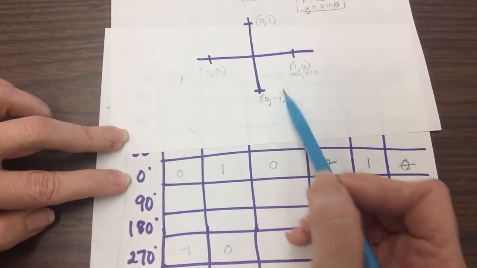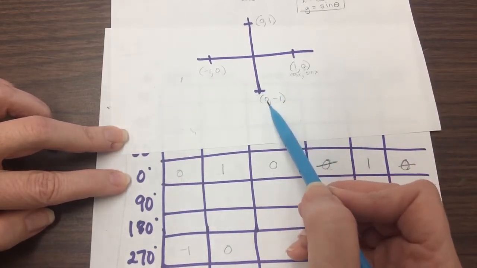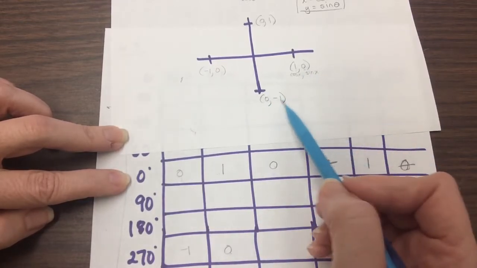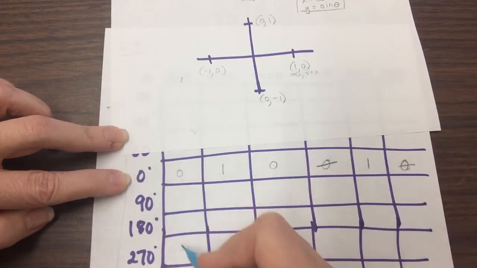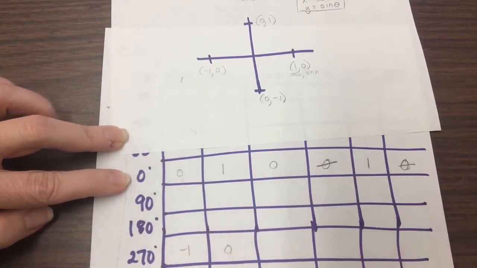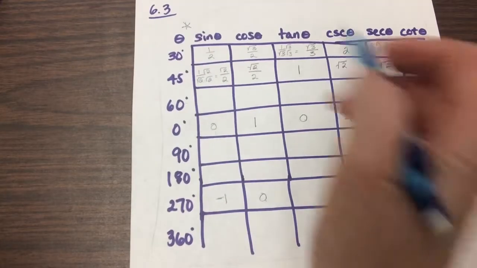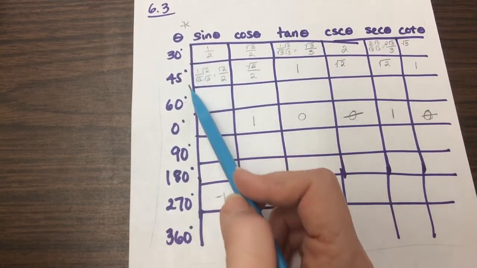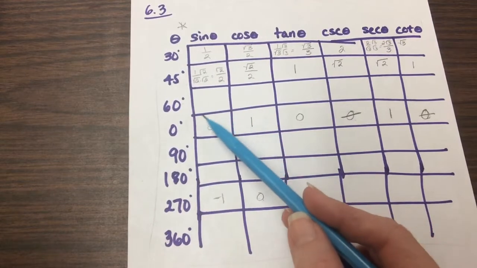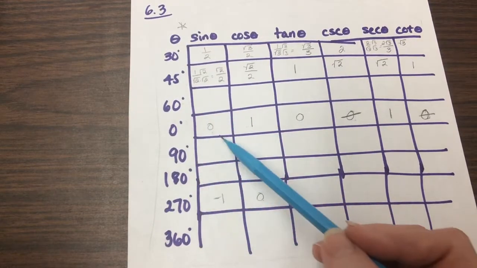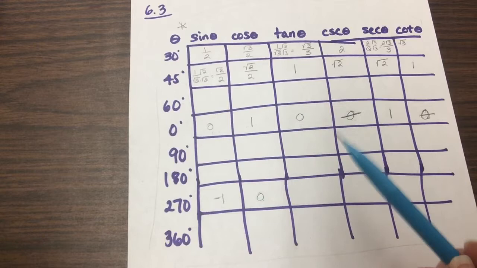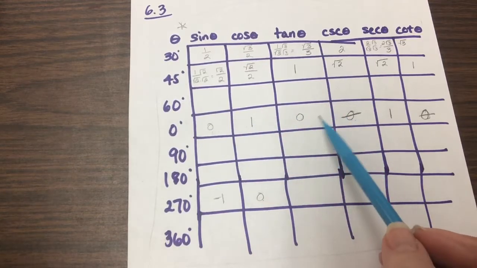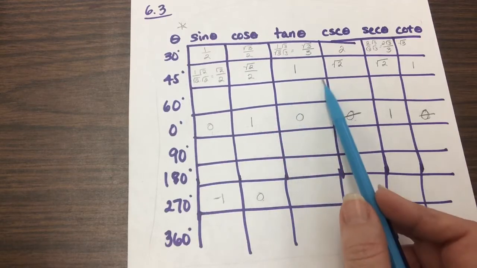Okay, let's look at 270. Here's 270. What's my x value? My x value is 0. That's my cosine value. What's my y value? It's negative 1. That's my sine value. So this is where all this chart is coming from. This part of it is coming from those special right triangles. This part of it is coming from the fact that I know that x equals the cosine of theta and y equals the sine of theta, and then I just use my unit circle to get all my values.